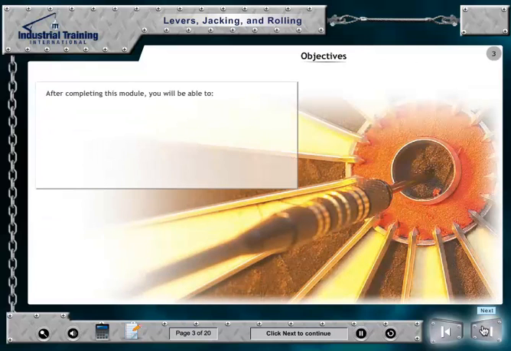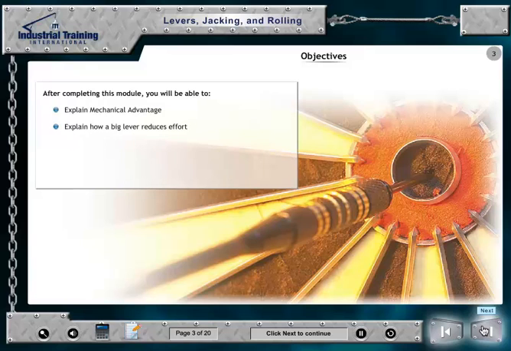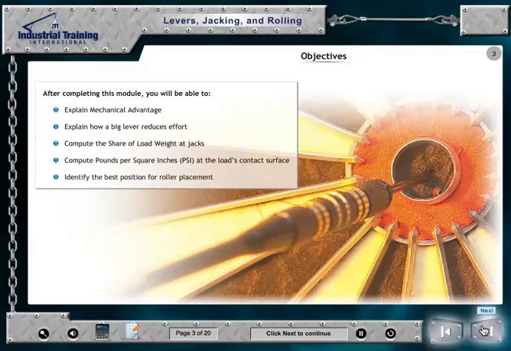After completing this module, you will be able to explain the concept of mechanical advantage and how a long lever reduces the amount of effort required to lift a load. You will also be able to compute the share of load weight at jacks and pounds per square inch, or PSI, at the load's contact surface. Finally, you will be able to identify the best position for roller placement under a load.